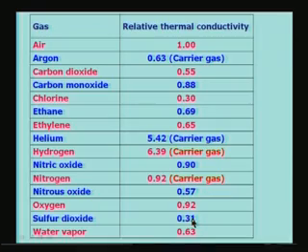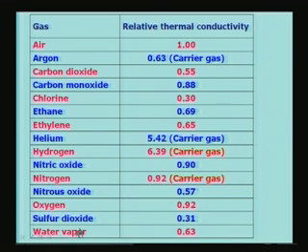Nitrous oxide is 0.57, sulfur dioxide 0.31, and water vapor is 0.63. The reason I have included water vapor is that in most combustion devices water vapor is also present in the form of steam, and therefore, that is also of interest to us. So, let us see how we can use this information.